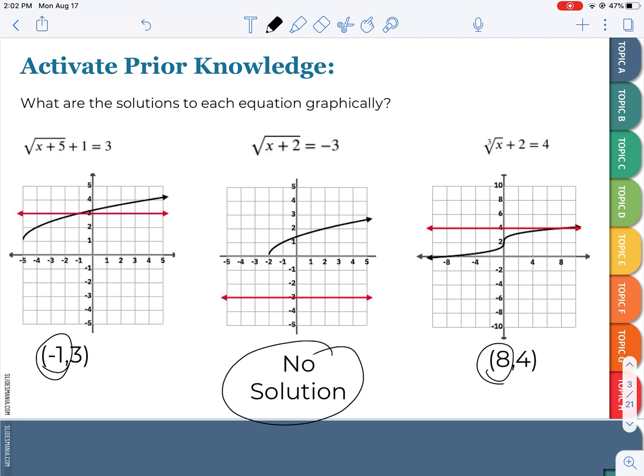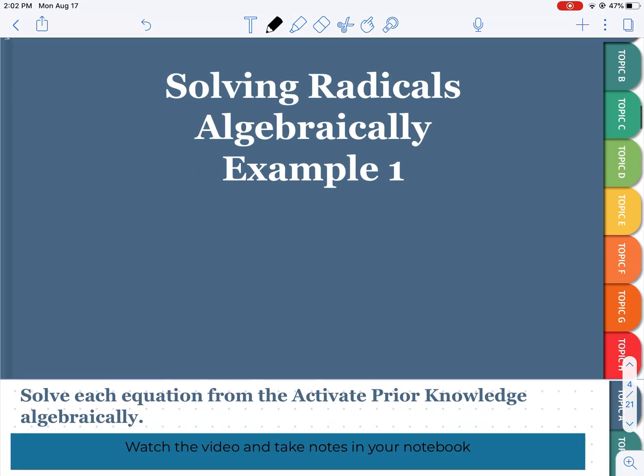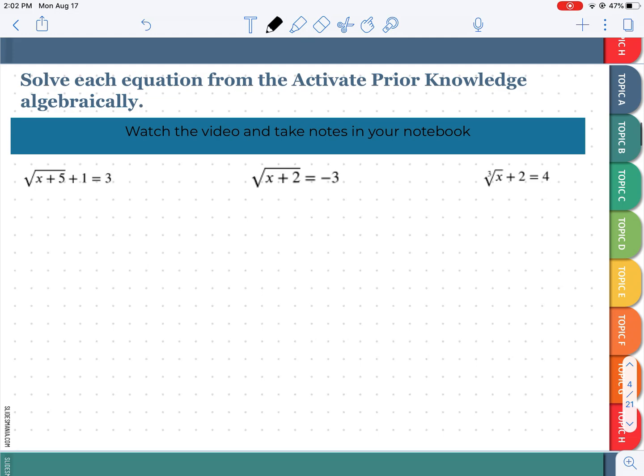The middle one here, those two graphs are not crossing, so that's why that one is no solution. So in this case, just FYI, x is -1, and over here x is 8, to clarify that. So we're going to take those same problems and look at how you solve them algebraically.